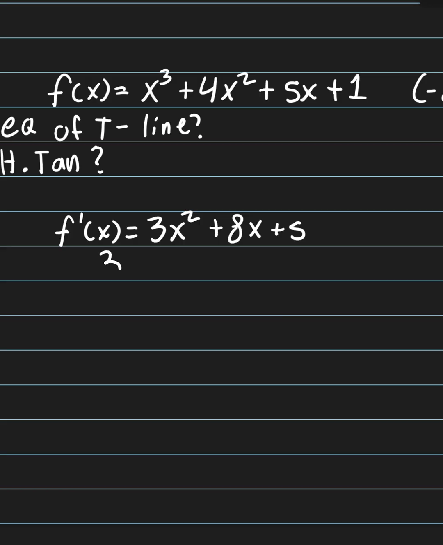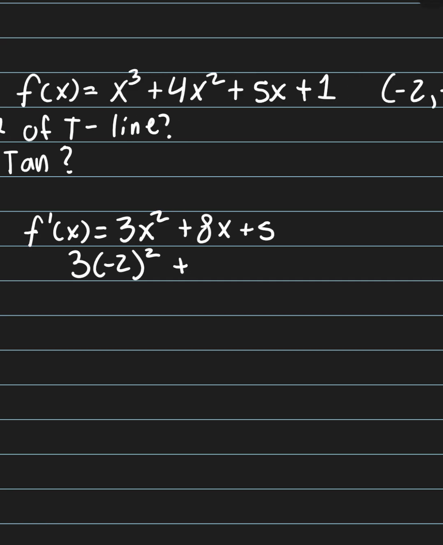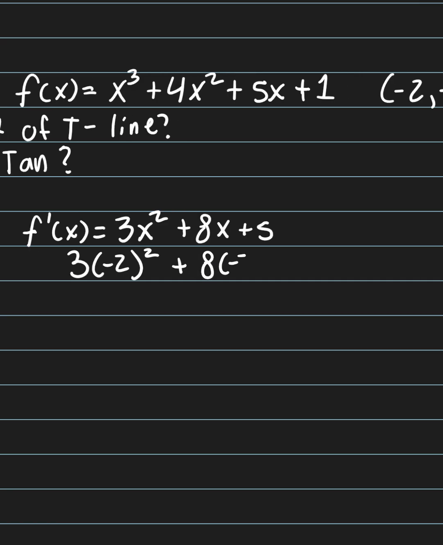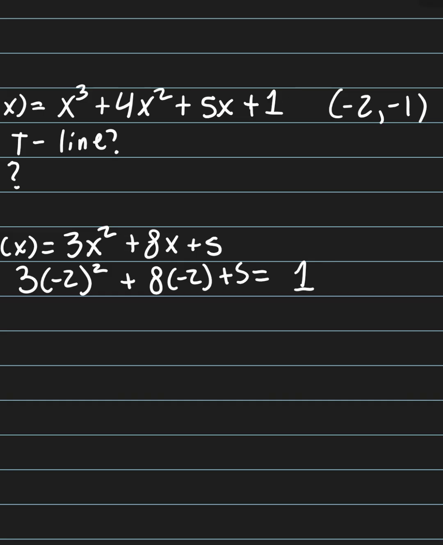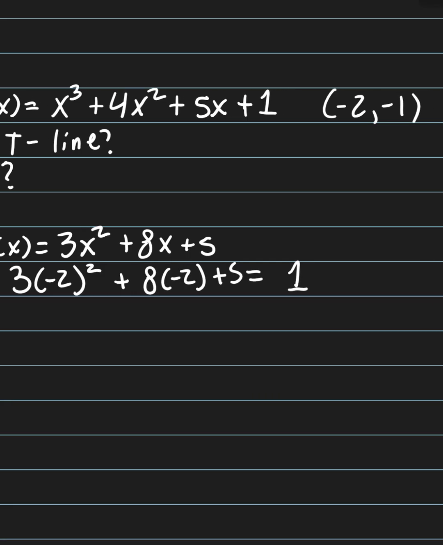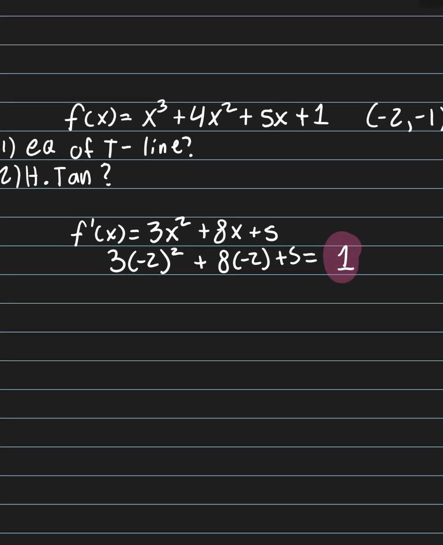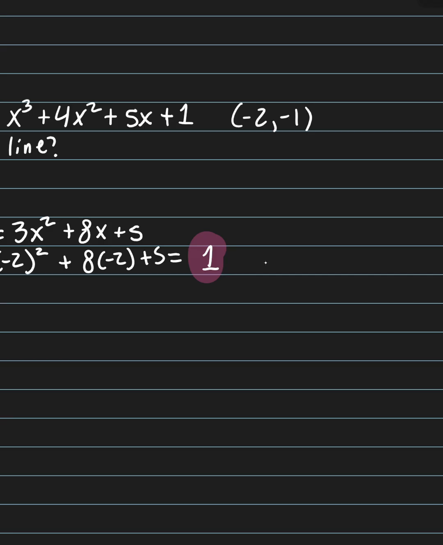So 3 times -2 squared plus 8 times -2 plus 5. Well, this should equal, let me use my calculator, 3 times -2 squared plus 8 times -2 plus 5. Well, this gives us 1. So what is this? Well, this is our slope. 1 is our slope. So let's save that. Okay? So we'll just write it over here.